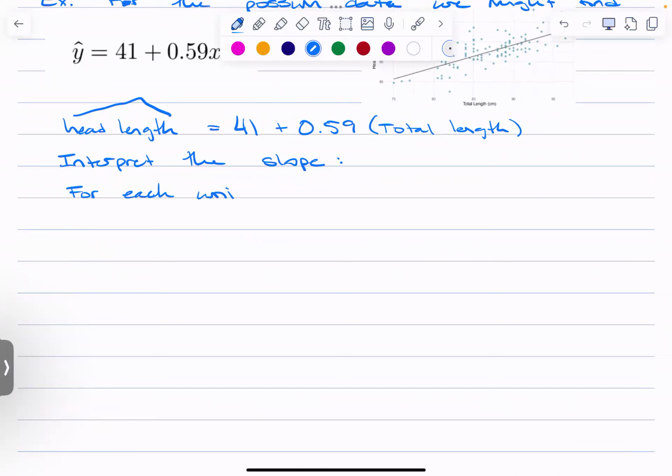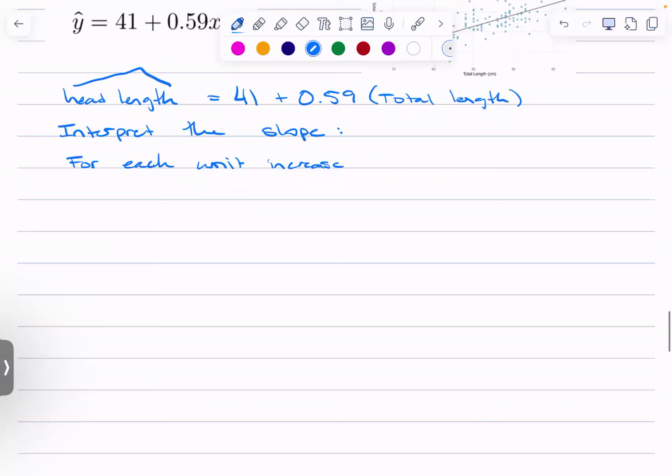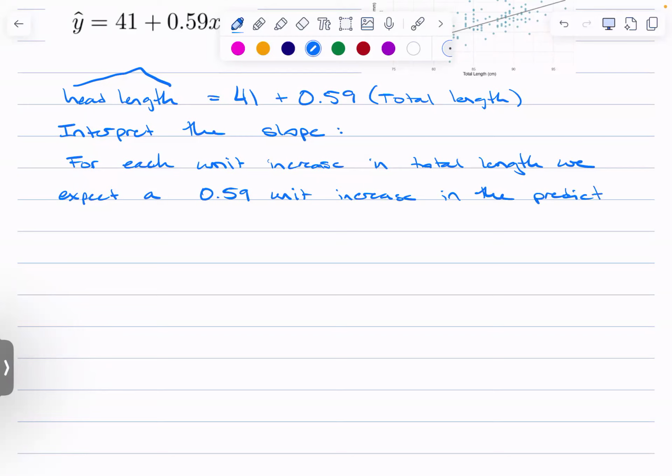For each unit increase, and the unit increase is important, right? You can't just say for each increase in x, because that's not specific enough. You want to say unit increase. So for each unit increase in total length, we expect a 0.59 unit increase in the predicted head length.